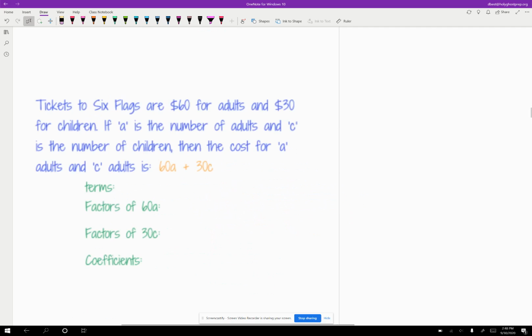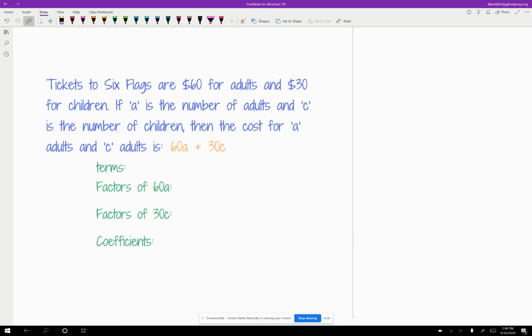So here's our next real example. Tickets to Six Flags are up to $60 for adults and $30 for children. If A is the number of adults and C is the number of children, then the cost for all of our adults and children is represented by this expression, 60A plus 30C. All of my terms, I only have two. I've got 60A and I've got 30C.